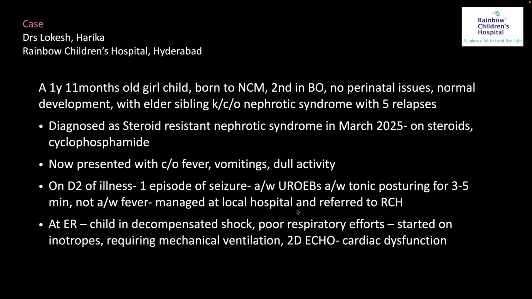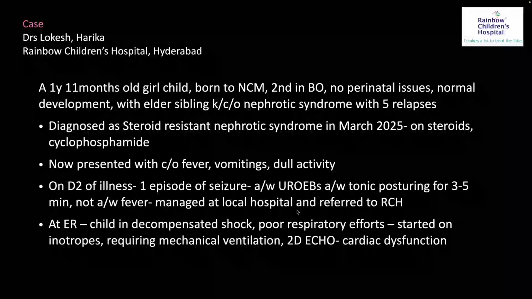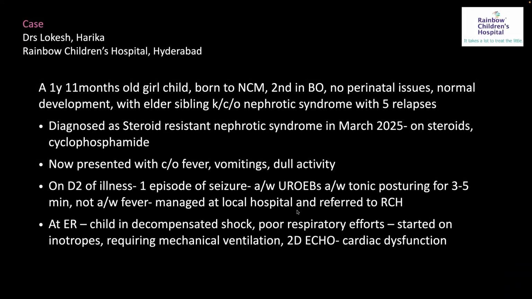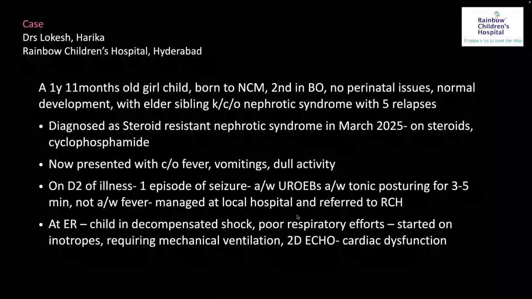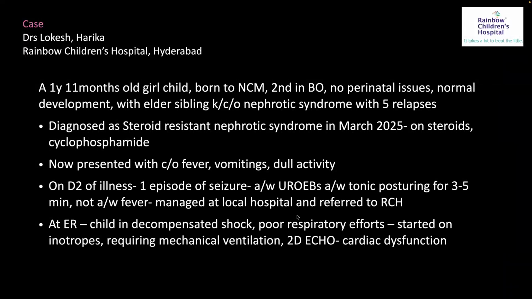So we present this 1 year 11 months old girl child born to a non-consanguineous marriage, second in birth order, with no perinatal issues and normal development till the pre-morbid stage. Her elder sibling is a known case of nephrotic syndrome with 5 relapses. This index child was also diagnosed with steroid-resistant nephrotic syndrome 6 months ago, at around 1.5 years of age, and being steroid-resistant, was also given cyclophosphamide.